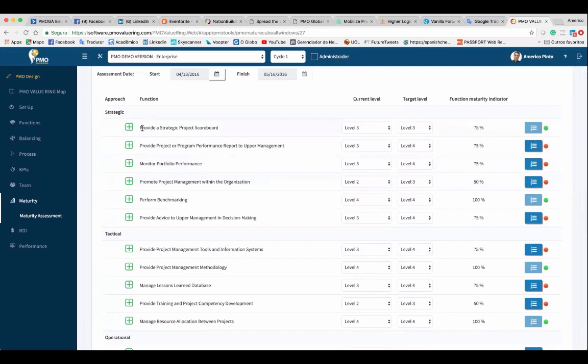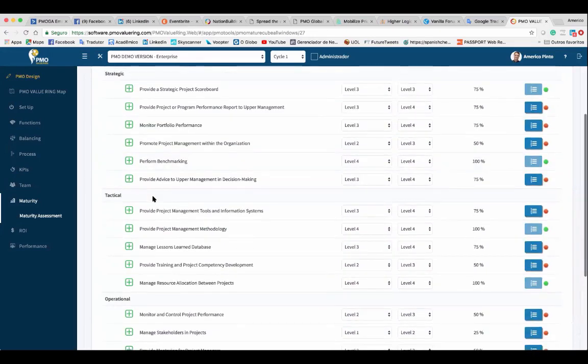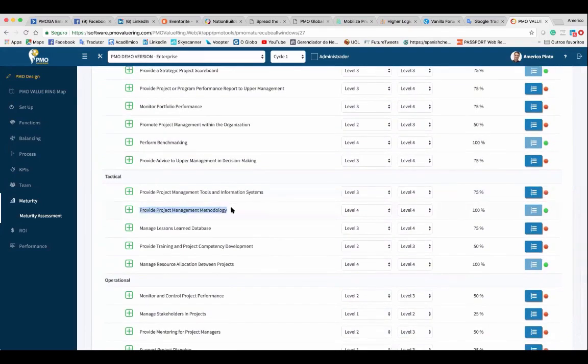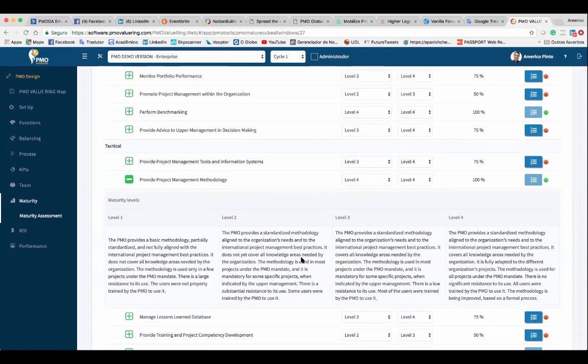So if you click, for example, this one, provide project management methodology, okay? If you click here on the green plus, you will see the 4 maturity levels. So what you have to do is read these descriptions. The maturity drivers are included in these descriptions. So you will see which description fits your PMO.